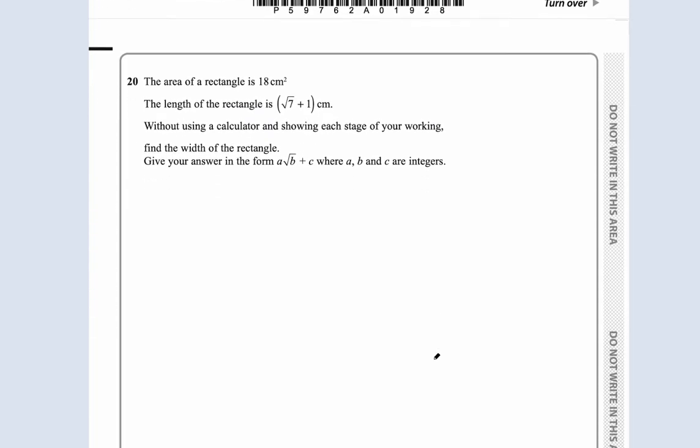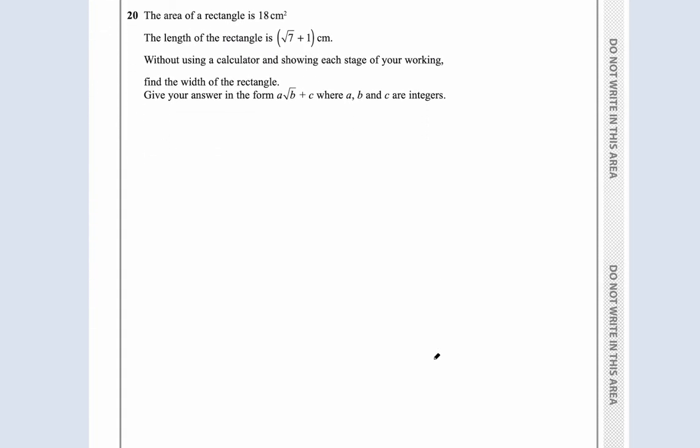Okay, question 20. The area of a rectangle is 18 centimeters squared. The length of the rectangle is this. Without using a calculator and showing each stage of your working, find the width of the rectangle and give your answer in the form of this. Obviously, guys, this is not going to be a simple question. Let's first draw our rectangle.